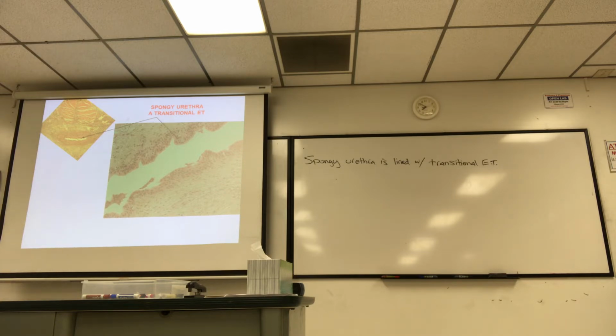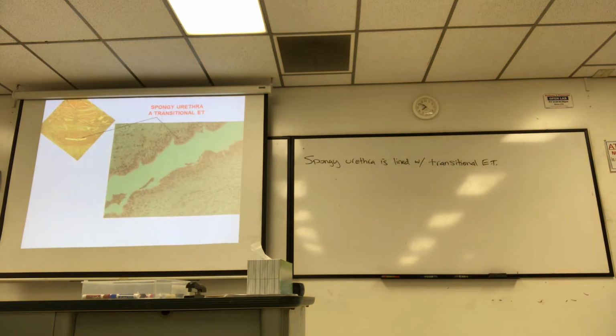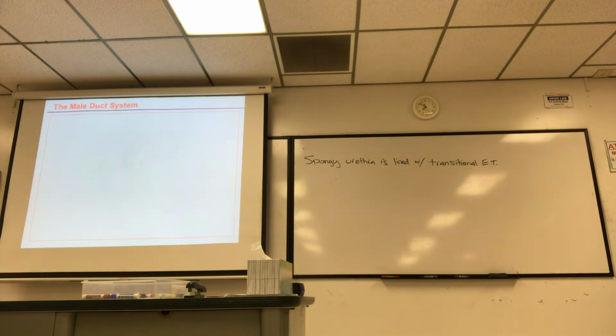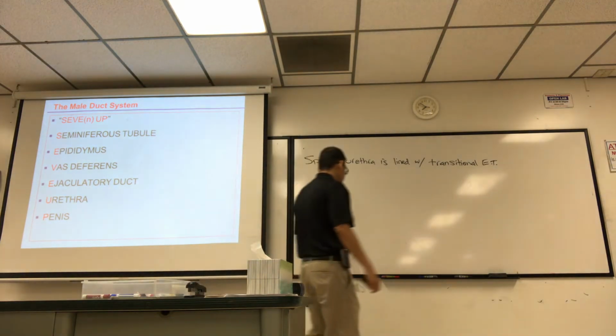Okay. Any questions on the anatomy of the penis or erection or anything like that? So we're going to move on. The male duct system, an overview of that can be memorized by the simple acronym SEVEN UP: seminiferous tubule, epididymis, vas deferens, ejaculatory duct, nothing, urethra, penis. So that's just an overview of emission. That's what we're going to go through. Emission, ejaculation.